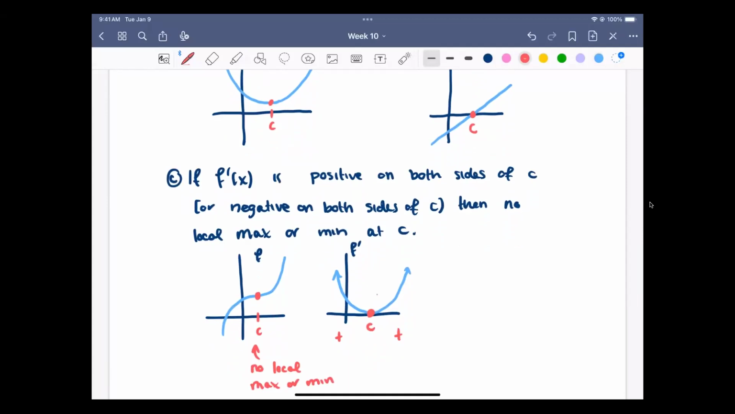Okay, we're going to do an example where we combine all of the information that we have so far to analyze a function. But are there questions before we do that, about the statement of this or anything else?